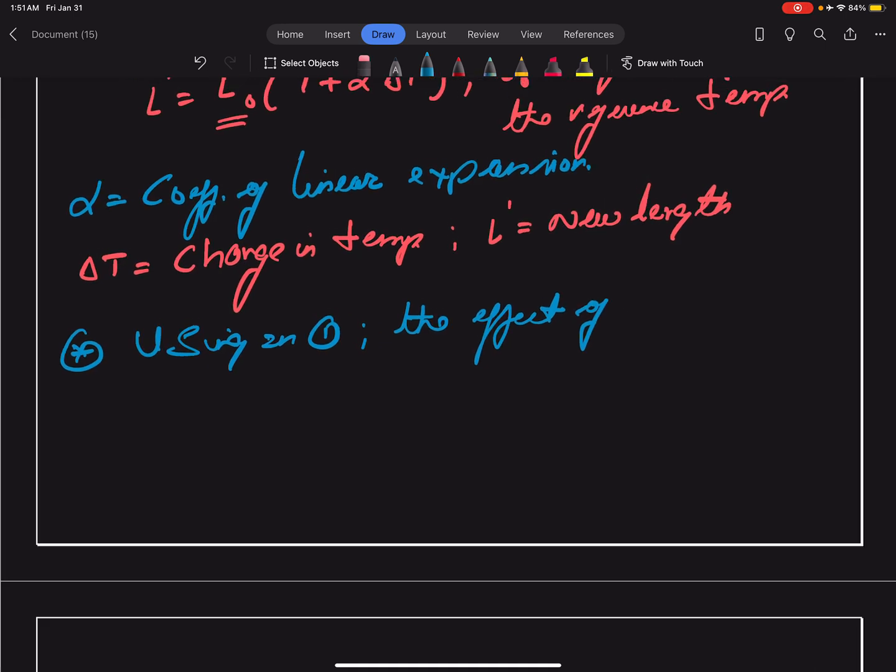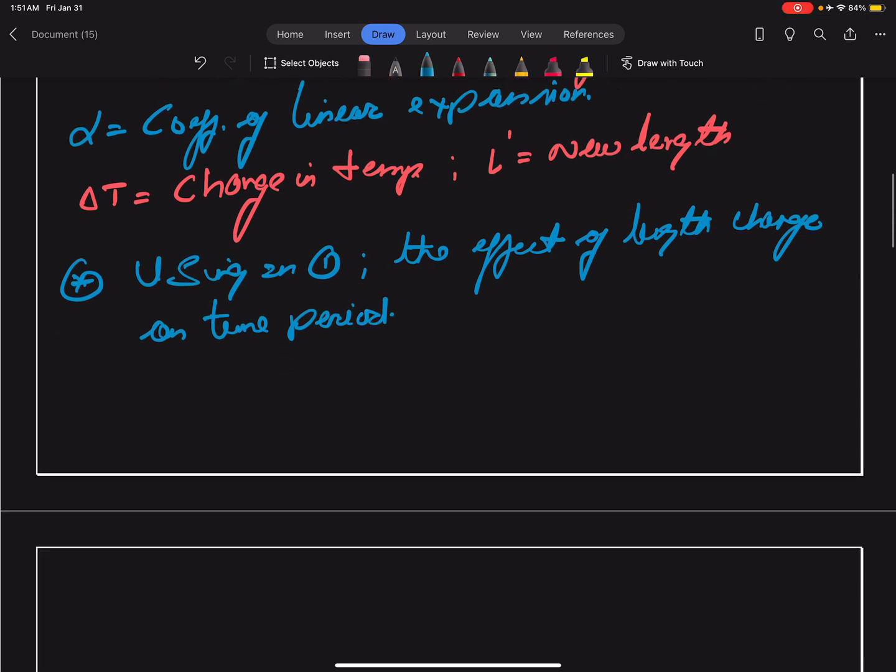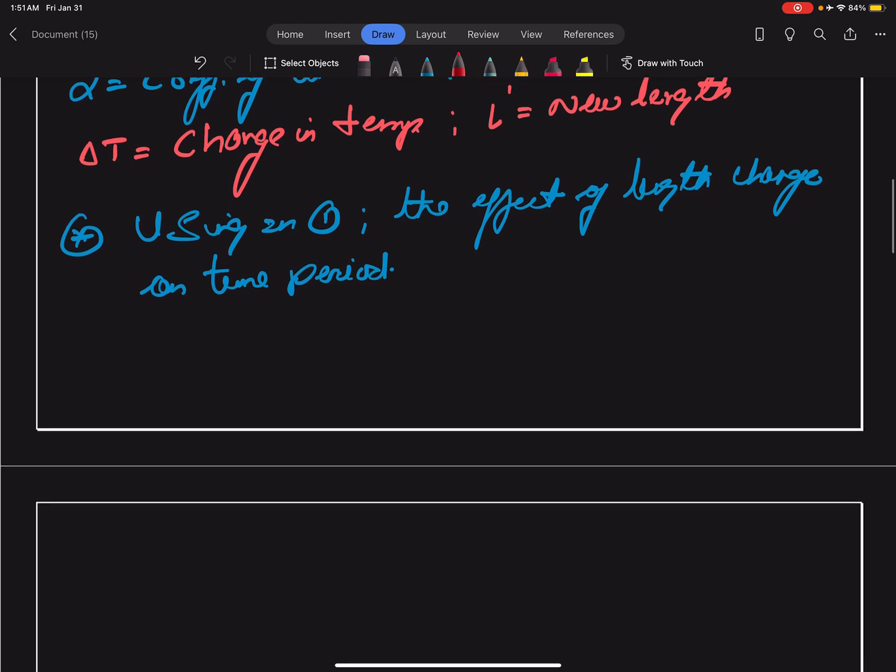The effect of length change on time period, and we can represent it in the fractional form. So we can say the fractional change in time period, that is our delta T upon capital T, will be equal to, or we can say related to, the fractional change in the length.